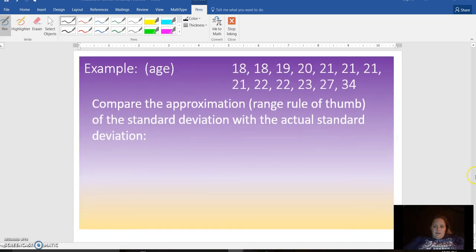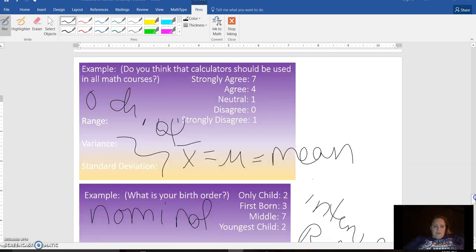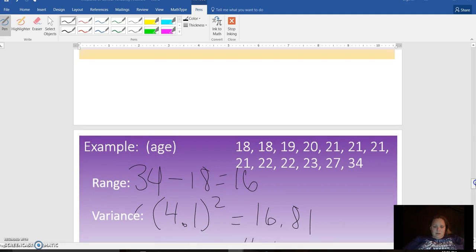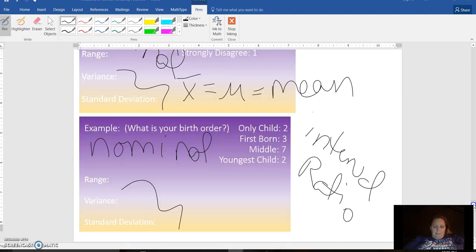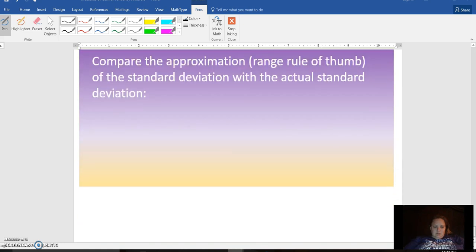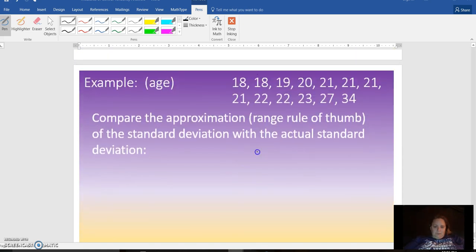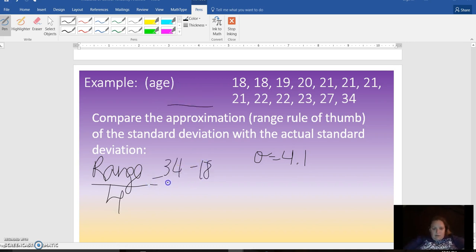Let's do this guy. Right, ages, coming back up. We got 4.1. Alright, so the range rule of thumb says take the range divided by 4. Alright, so 34 minus 15 divided by 4.